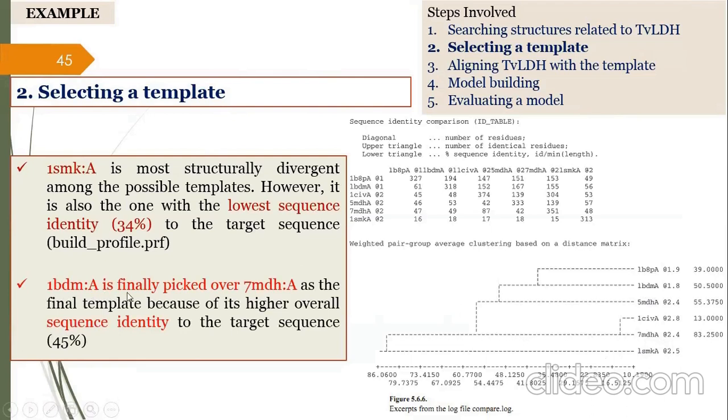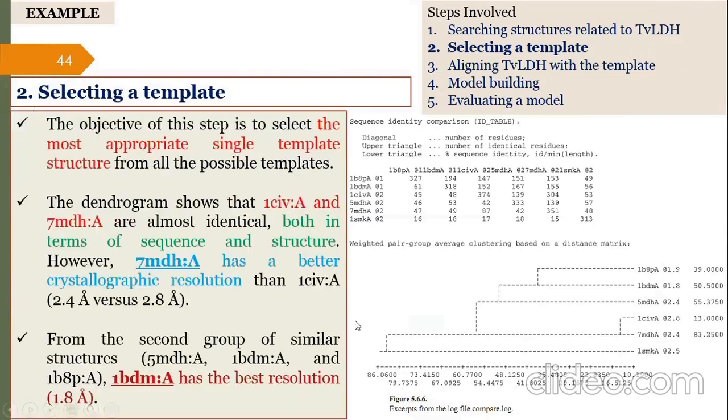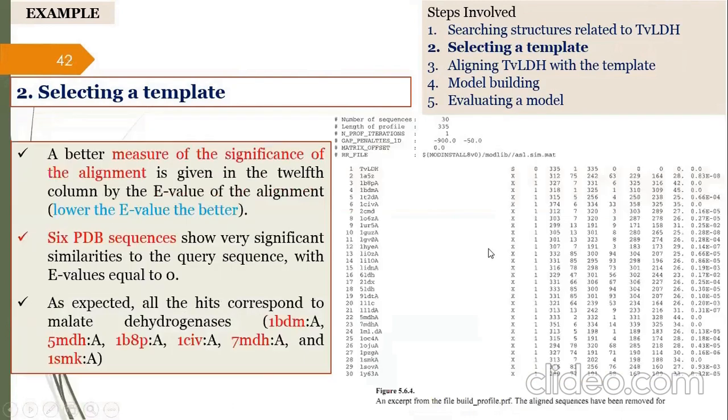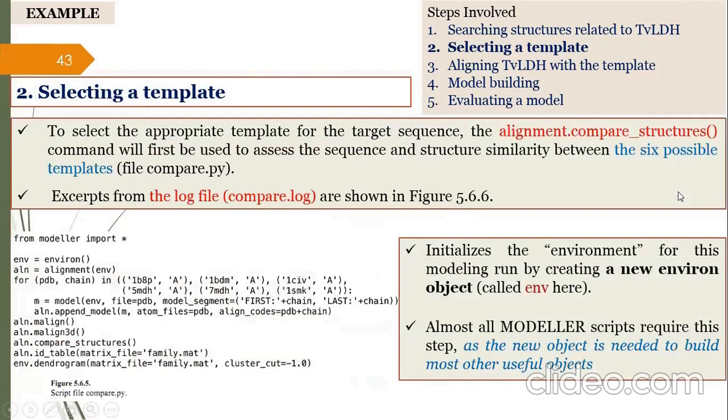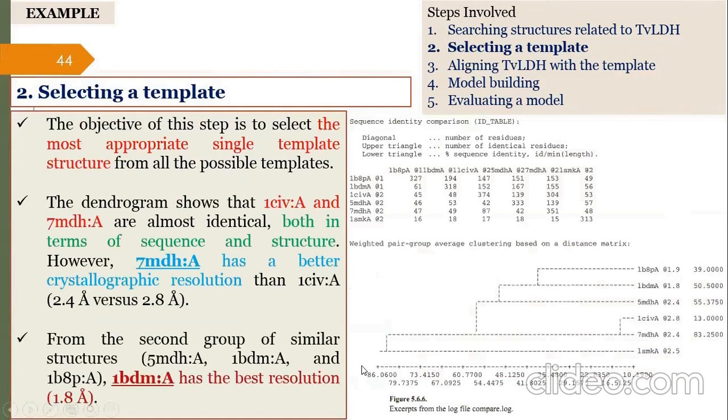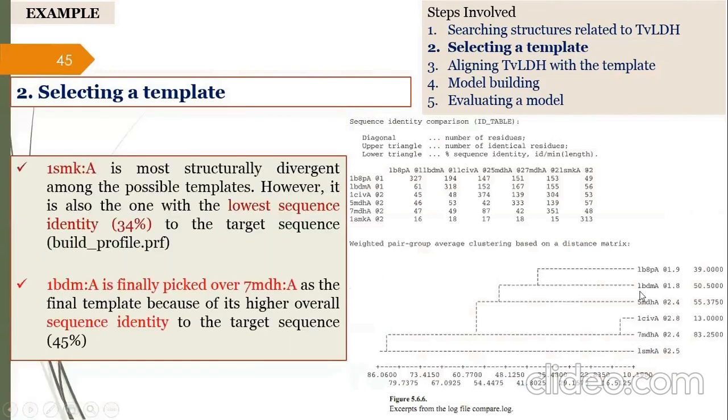So finally, in these two, which one will we select? 1BDMA will be selected because of the higher overall sequence identity. It has the highest overall sequence identity, 45%. It also has even better resolution than the other one. So therefore, we will select this one.